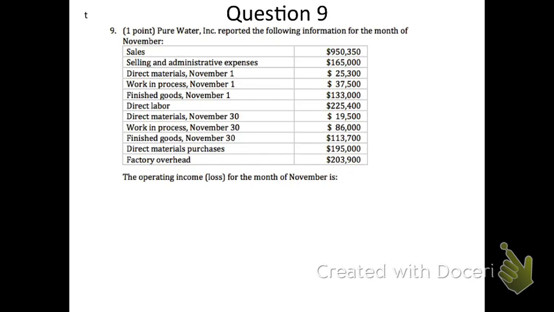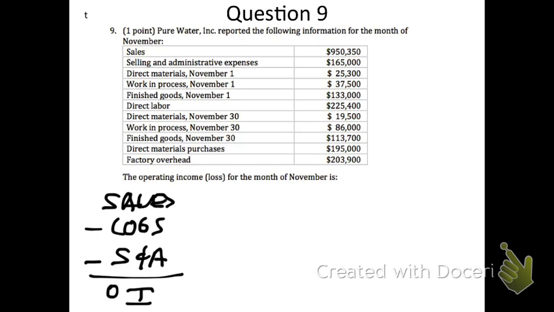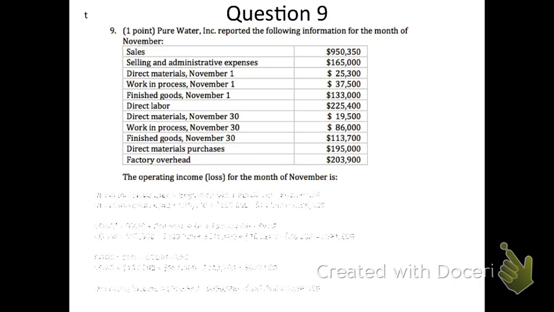Alright, question number 9. This is asking for the operating income or loss for the month of November. You're given a lot of information here. So you're given information about sales, you have some inventory balances, some labor, and some overhead. And so remember that your operating income is going to be sales minus cost of goods sold minus your S&A costs, and so that's going to be operating income. So we know what sales is, so our biggest challenge now is to determine what cost of goods sold is.